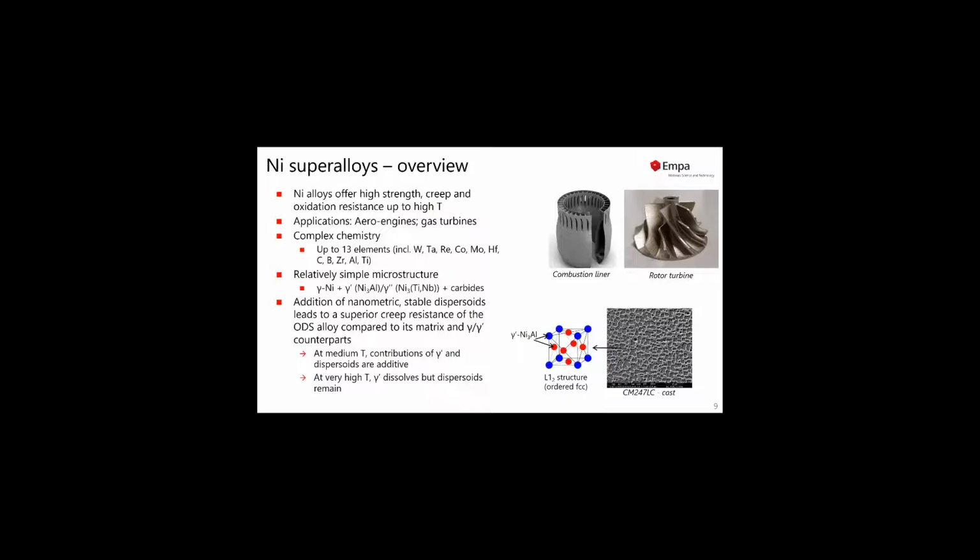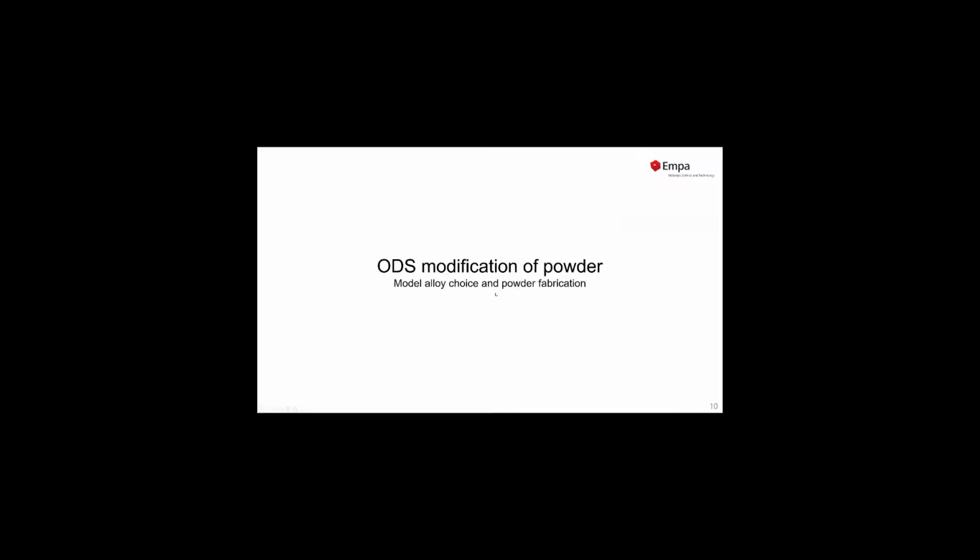strengthening effect. So now if we think about also adding nanometric oxides, we're thinking about an increase of the creep resistance because we are combining the effect coming from the gamma prime hardening with the ODS strengthening effect. So if we have loads at medium temperatures, the contributions of gamma prime and the dispersoids are additive. And if we expose the alloy to very high temperatures, then the gamma prime might dissolve. But because we have added very temperature stable dispersoids, they should remain and lead also to an improved creep resistance at these very high temperatures. So that was basically what we had in mind. And then we were thinking about how we can do that.